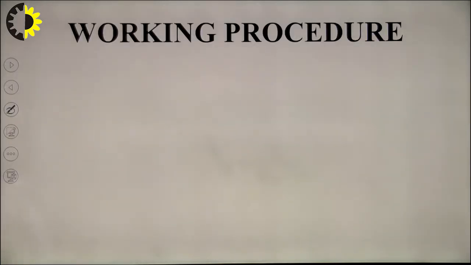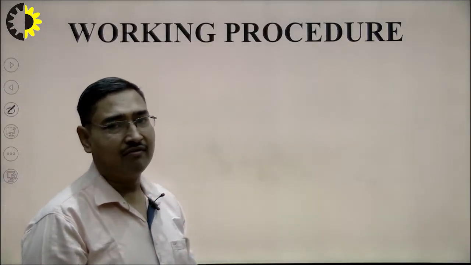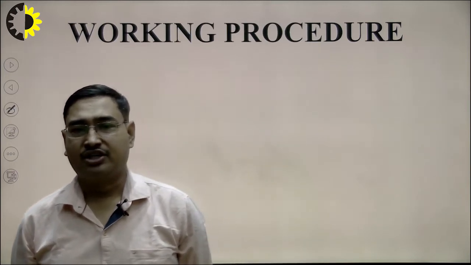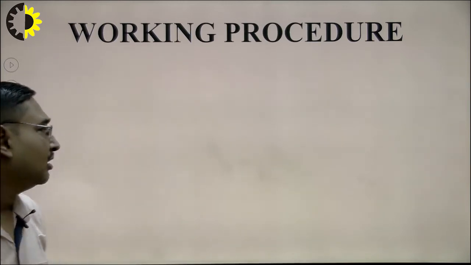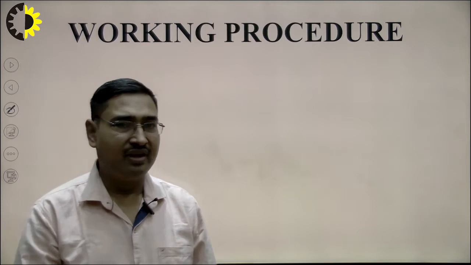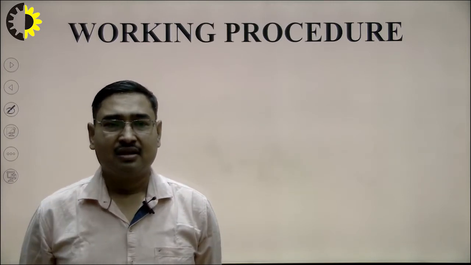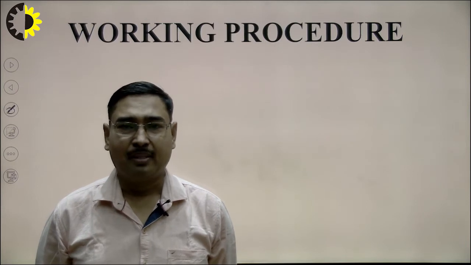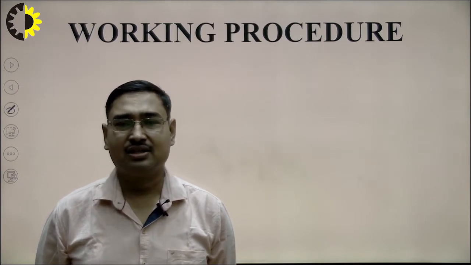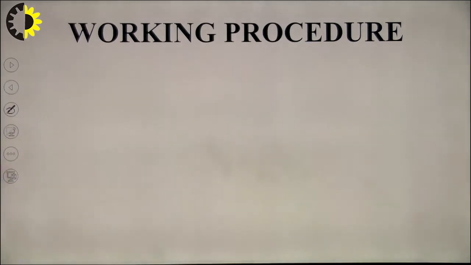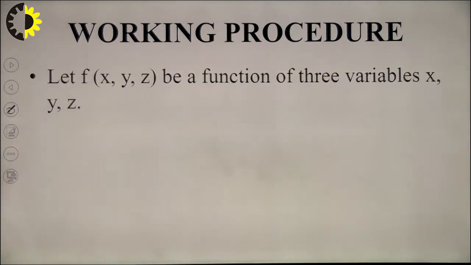Now, we move towards the working procedure. What will be the procedure to find extreme values of this function f given with the condition phi(x,y) equal to 0? The example in the figure which we have taken was related to two independent variables x and y, but the procedure can be generalized to any number of independent variables. Let me now explain the procedure.